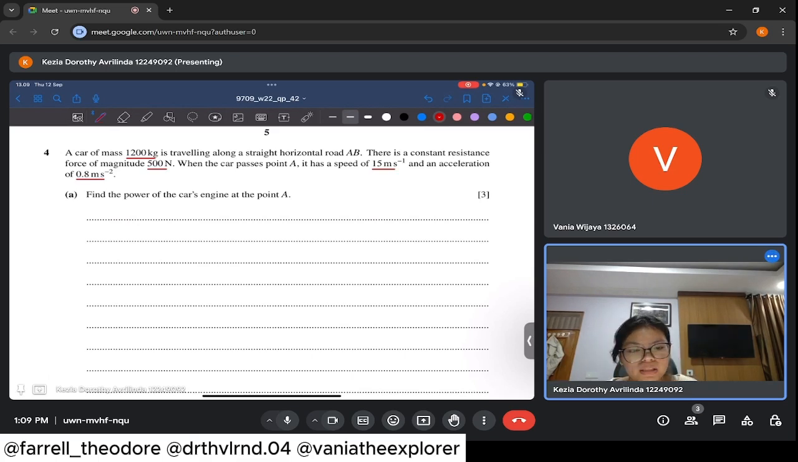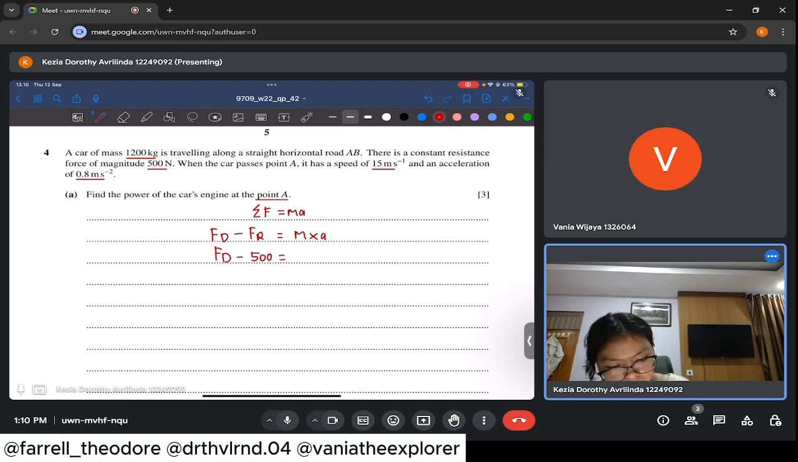Fd is our driving force, but since we were not given a driving force, we first need to find our driving force. We'll be using the formula sigma F equals Ma. Sigma F is the total force, so it's Fd, the driving force, minus Fr, our resistive force. We have our Fr value, which is 500 Newton, and then we also have our mass and acceleration at point A, which is 1,200 times, that doesn't look like a zero, sorry, times 0.8. Let's put that in the calculator first.